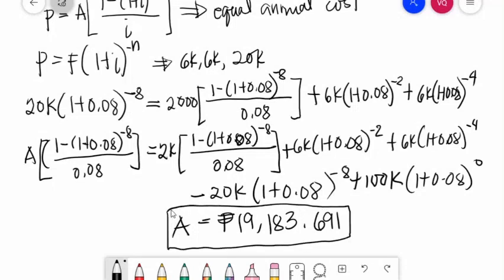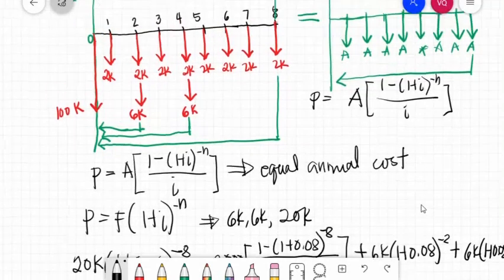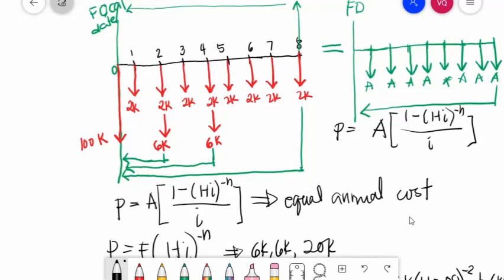So, the equivalent annuity of this proposed machine is 19,183 pesos, considering all the salvage value, annual cost for maintenance, and the overhaul costs. Also the initial cost.